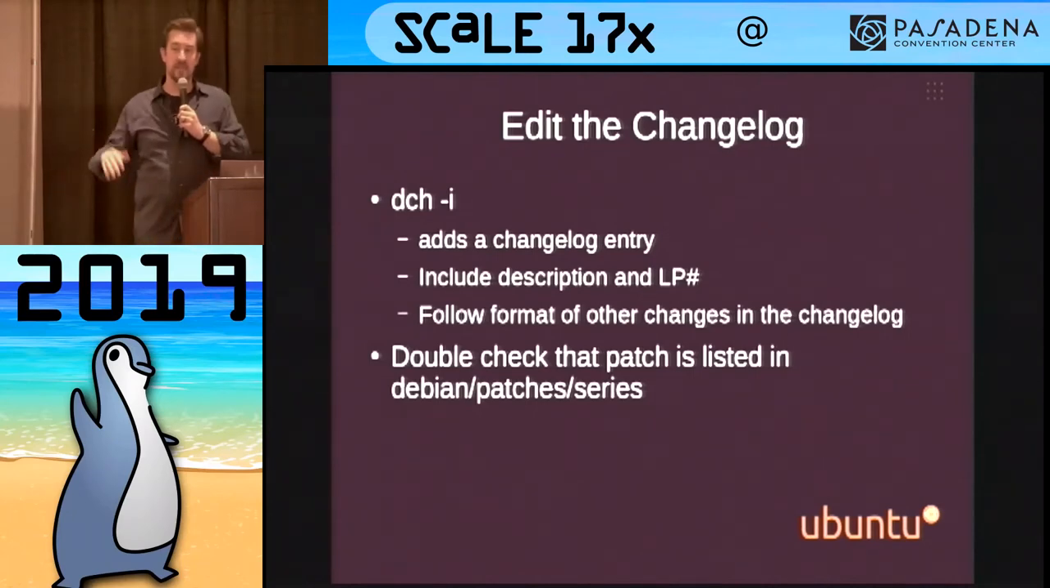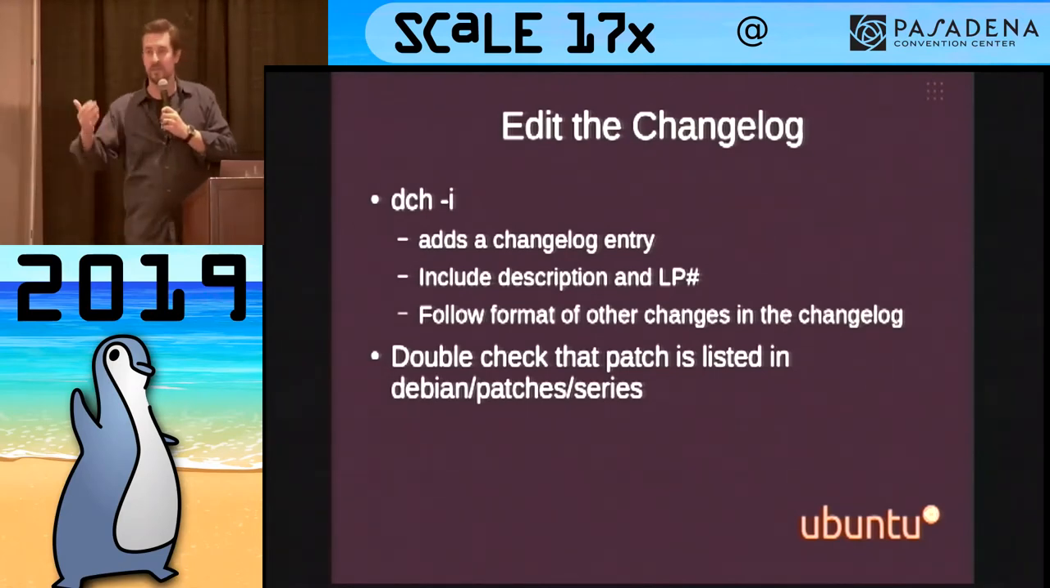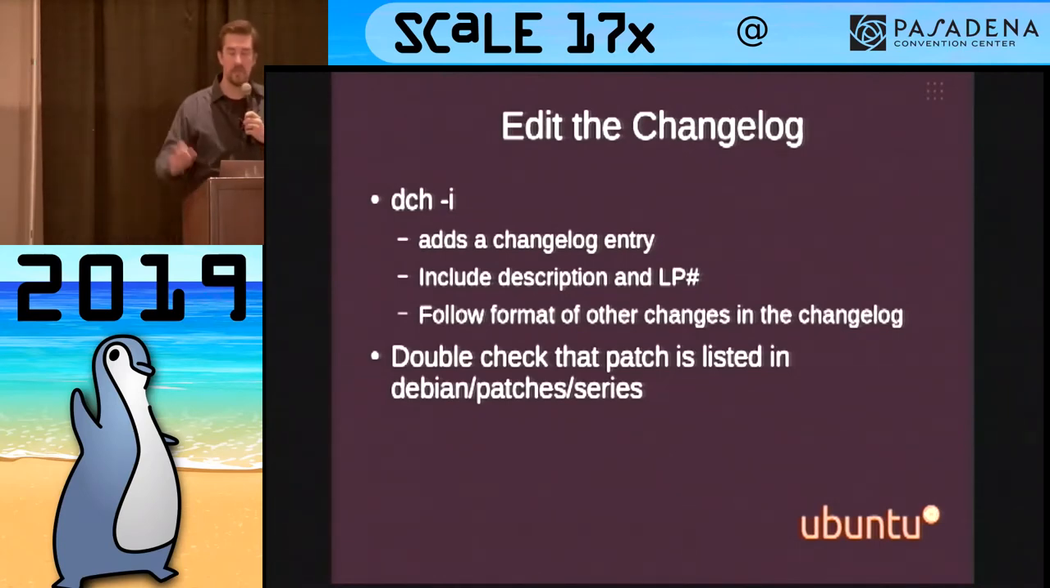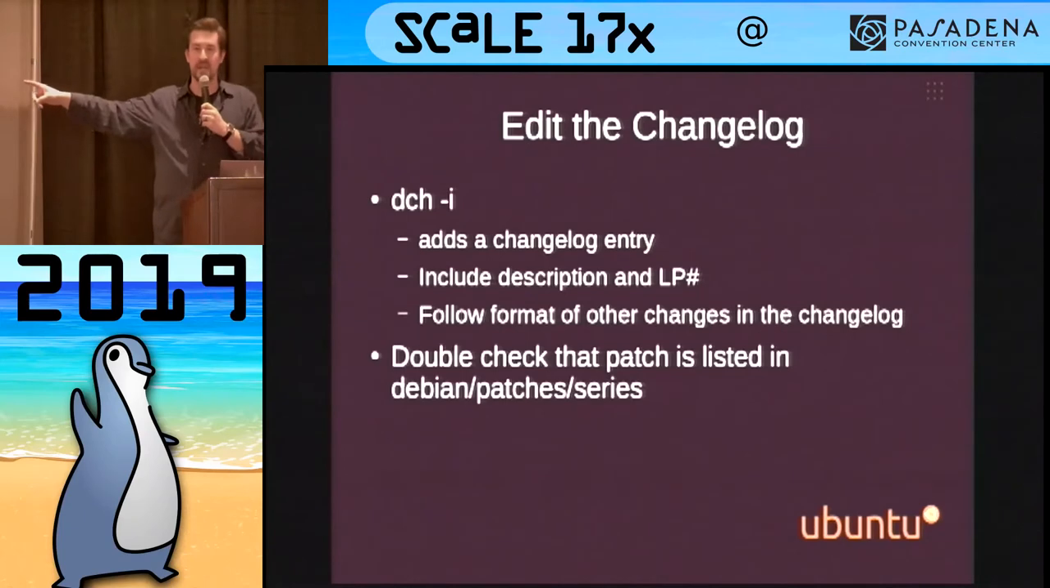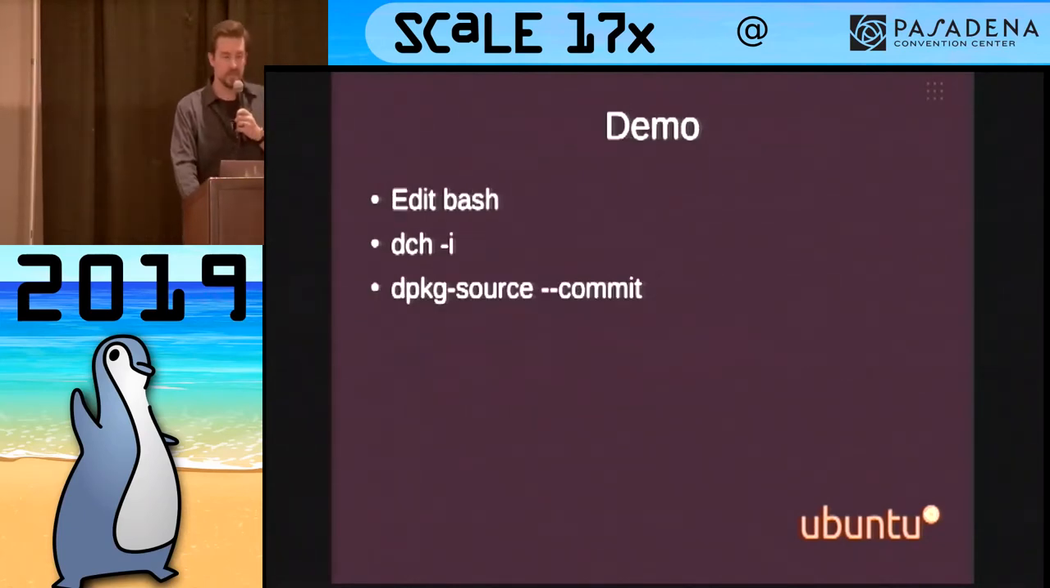because we're based on Debian, each Debian maintainer keeps a slightly different version of how they maintain their changelogs, so we want to kind of just keep it identical, and the best way to do that is just to look lower down in the file. And then you're going to want to make sure that your patch actually got listed in debian/patches/series. I haven't ever seen it not, but it's a sanity check.